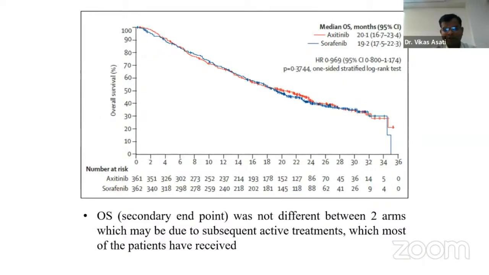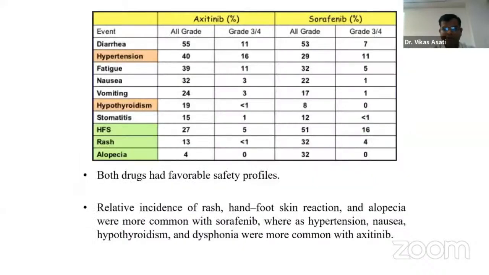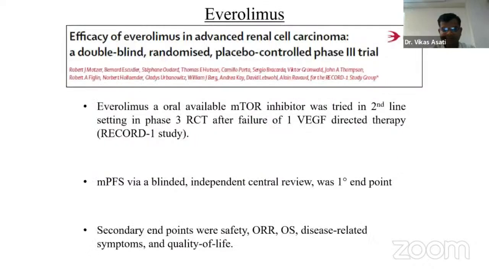But for OS, there was no difference between the two arms, which may be due to the subsequent active treatment which most of the patients received, especially immunotherapy or the combination of immunotherapy and TKI. As far as the safety part is concerned, the main toxicities with axitinib are hypertension and hypothyroidism, whereas, as we know, the toxicities of sorafenib are mainly hand-foot syndrome, rash, and alopecia.